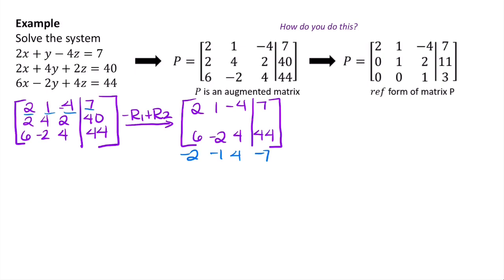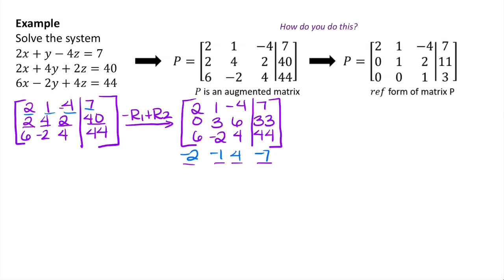Okay, so now every element of R2 is going to get added to these numbers before I write it down. So 2 and negative 2 is 0. 4 and negative 1 is 3. 2 and 4 is 6. 40 and negative 7 is 33. Okay, so you see I've partially worked towards my goal, right? I have a 0 at least in column 1.